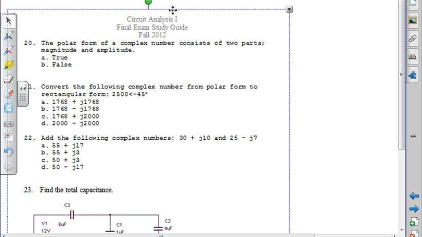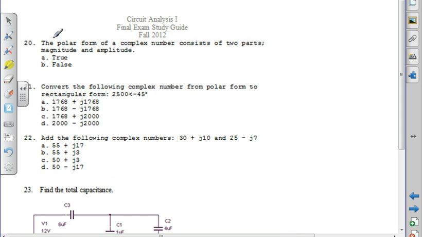False. False. The polar form of a complex number consists of two parts. Very true. Magnitude and amplitude. False. Very false. Magnitude and amplitude are the same thing. It's an angle, amplitude and angle, but not magnitude and amplitude.